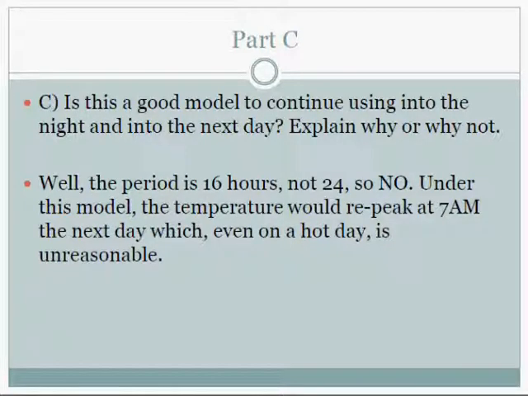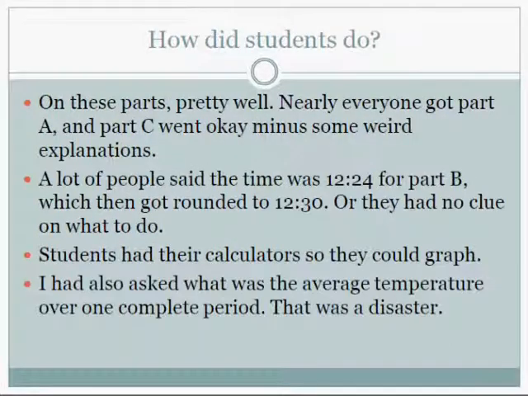So that being said, how did students do on these particular sets of questions? Pretty well, admittedly. Part A went very well, and part C was okay. Again, I was kind of lenient on how students tried to describe things. Some of them tried to go more worldly, like, obviously the weather pattern will change the next day, so this will no longer be a good function. I had some students who were like, yeah, as long as you stop the function at 1 a.m. and then you start it back up again at 7 a.m. So, again, I was getting a couple weird answers, but for the most part, I was pretty lenient on that.